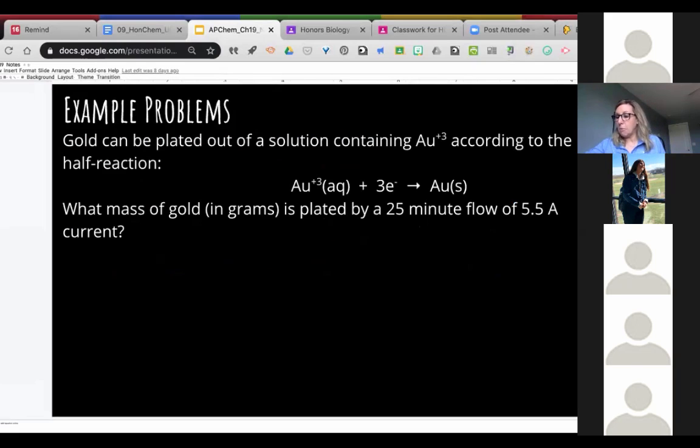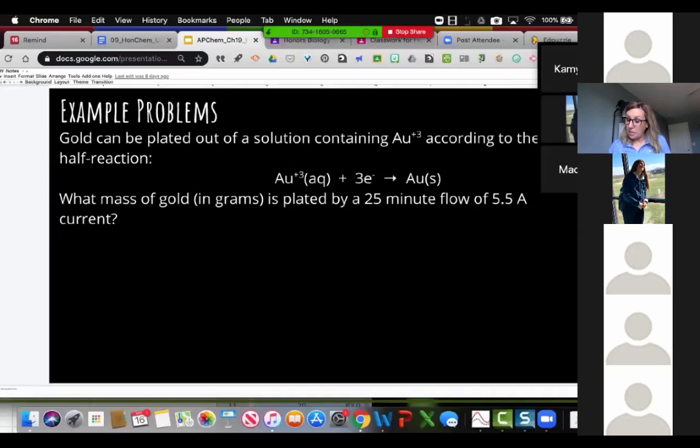Okay, so this is our example for this one. It says gold can be plated out of a solution containing gold plus 3 according to the half reaction. So this is our gold that's being plated out. They're going to tell you what the metal is. A lot of times they'll tell you what the charge is. If they don't, then you just use whatever the charge is off the periodic table. Everything in group 1 becomes a +1, everything in group 2 becomes a +2. If it's a transition metal with multiple charges, they're going to tell you which version of that metal you're using. Okay, so this is the half reaction that they're giving us.